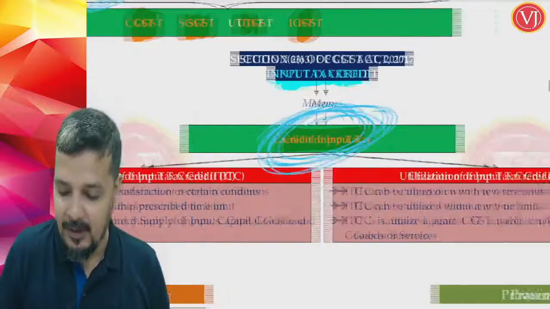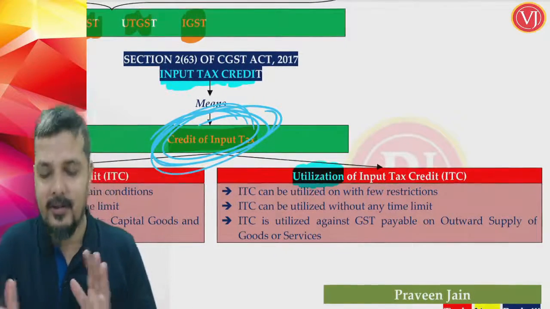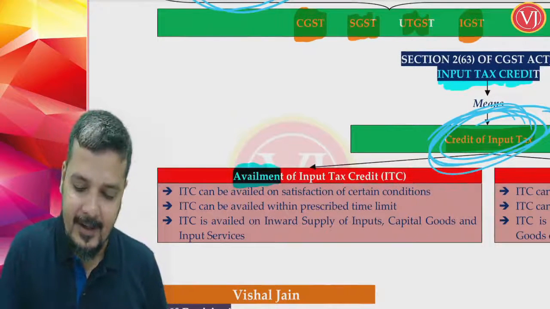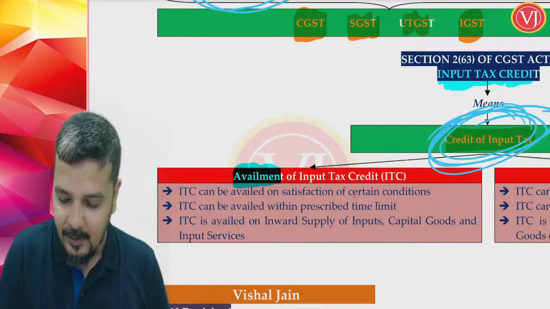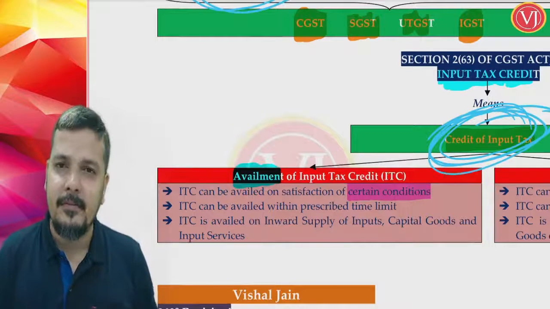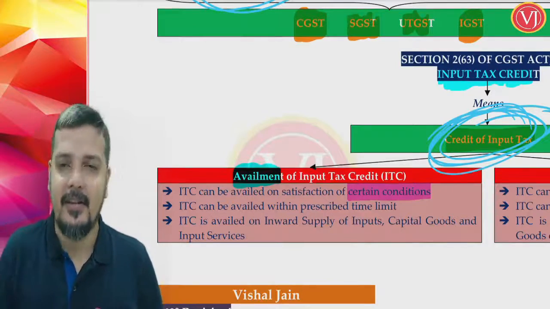One is using that input tax credit, which we are calling utilization of credit. This is not the definition, this is understanding. When you're talking about availment of input tax credit, understand that I can take the input tax credit only when I satisfy certain conditions. We are going to see in total 12 conditions. Only when I satisfy the condition, I can take the credit.